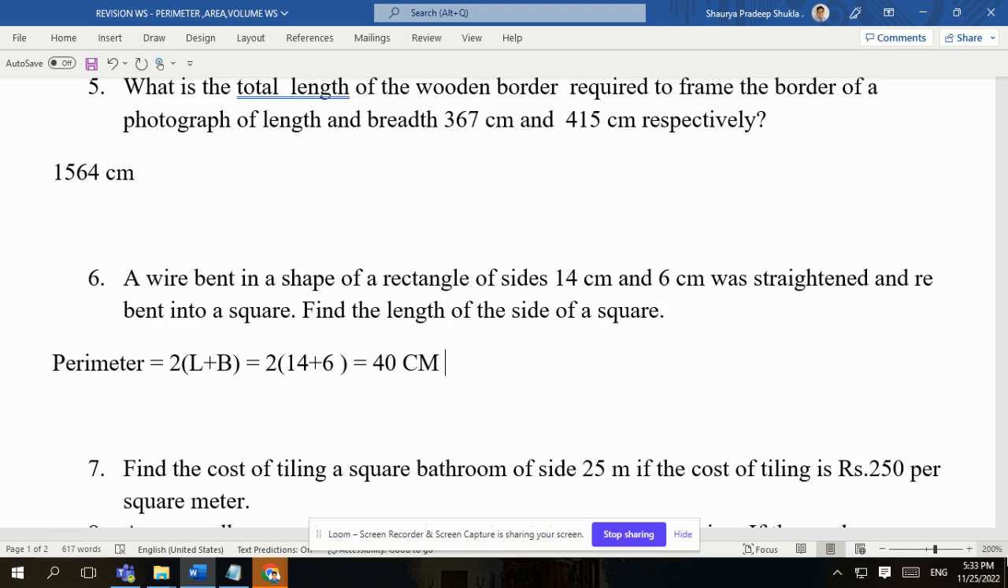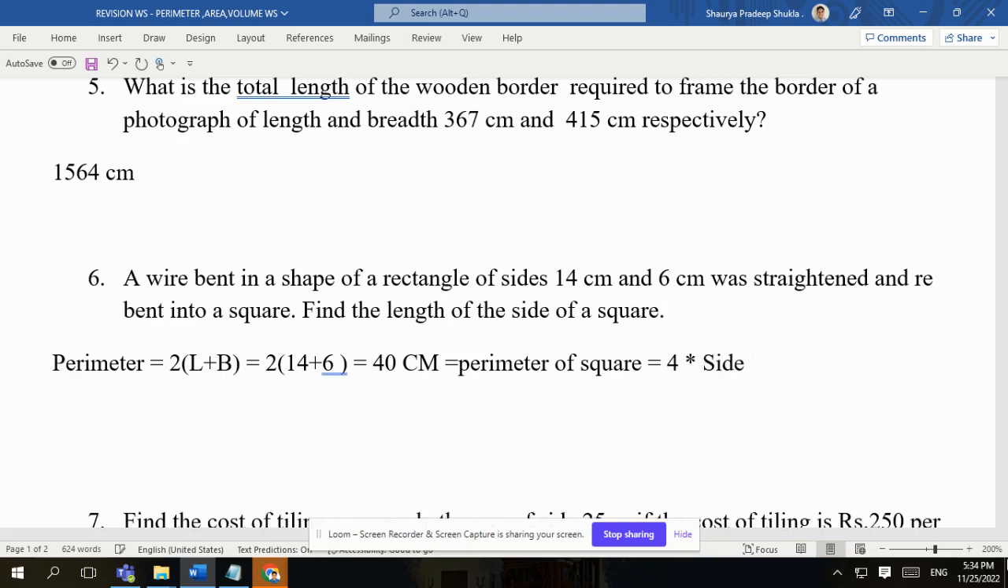The perimeter of the rectangle. But in this case, what they are doing, they are straightening it. That means that is also the perimeter of a square, right? Does it make sense to you guys? Yes. Which is nothing but 4 times the side, right? So in that case, what would be the answer for the side? It is 40 divided by 4, which is 10 centimeter.